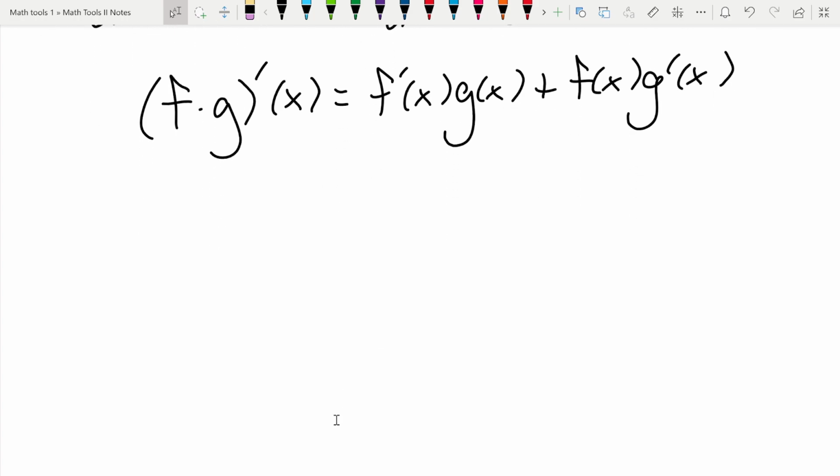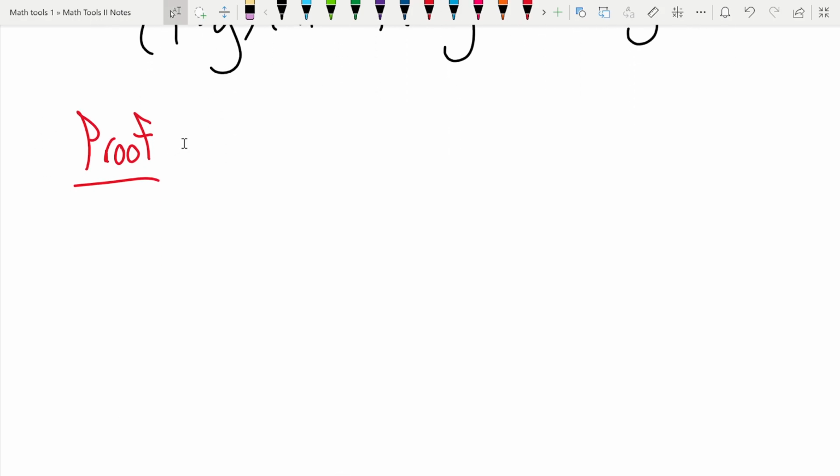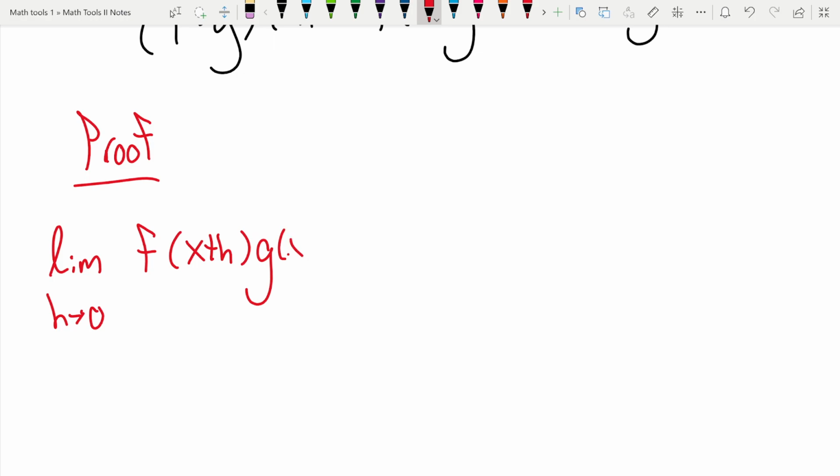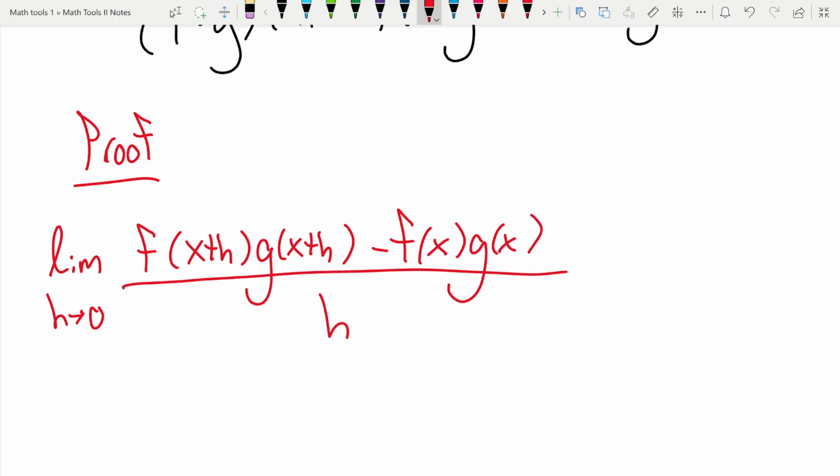So we can go ahead and do a proof of this. The proof is a tiny bit tricky. You have to kind of use a technique that we haven't seen before, but it's nothing too crazy. So we'll look at the limit as h approaches 0 of f of x plus h times g of x plus h minus f of x times g of x all over h.